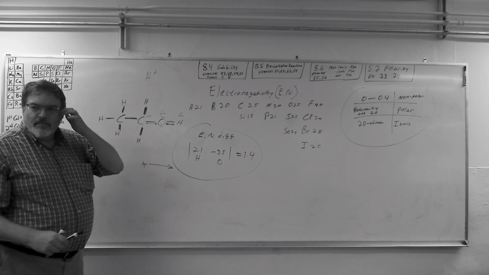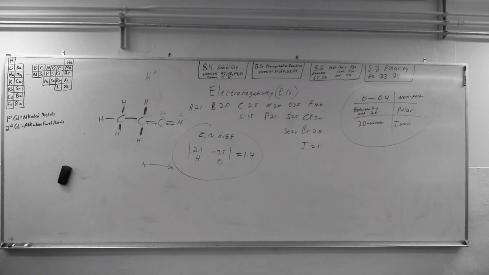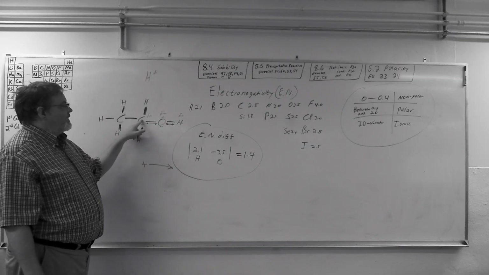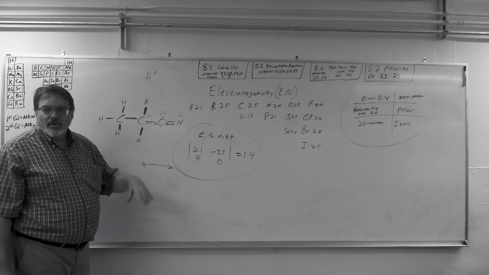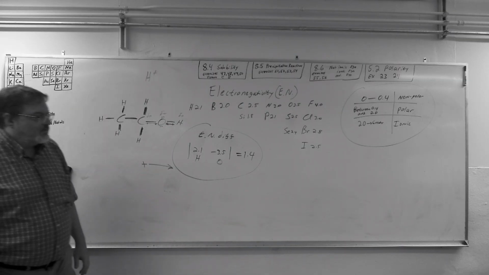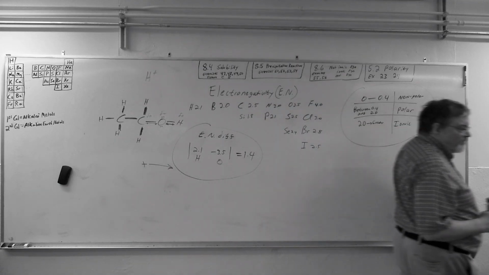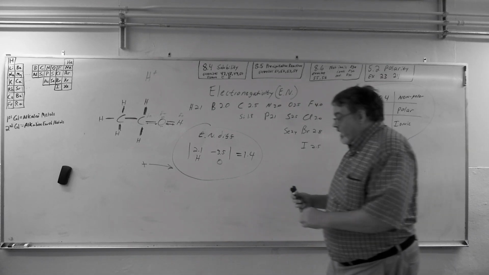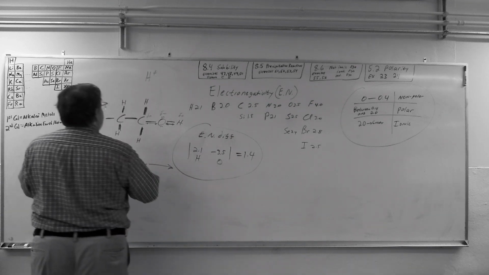So in that example, the oxygen is the more electronegative. This is more electronegative than this. This is more electronegative than this. So this molecule has some polarity on it. It's got polar bonds. The one twist with polarity is there's bond polarity, which we just talked about.